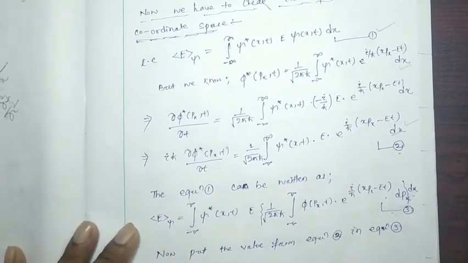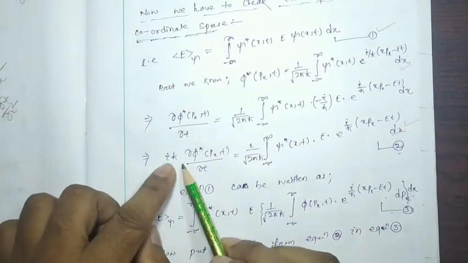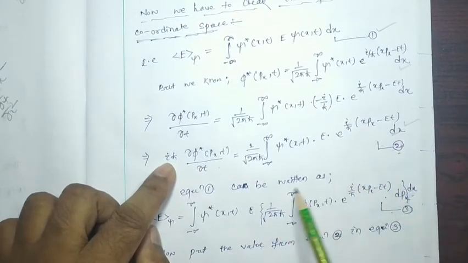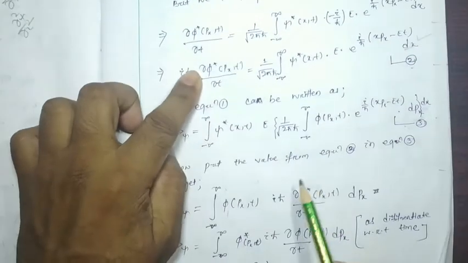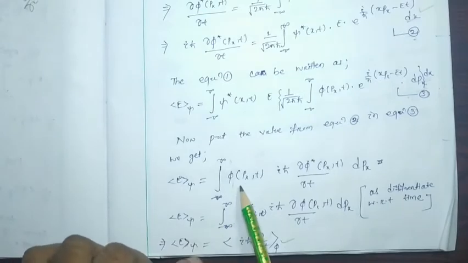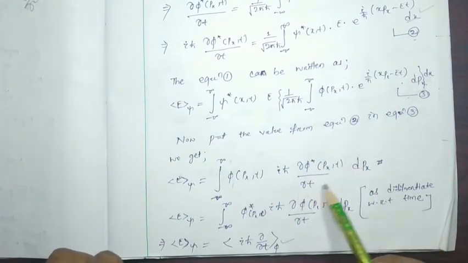Okay, but in equation number 2 we found that this much value is i h cross del phi star p x t by del t. So here you can find 1 by root over 2 pi h cross, this much value is nothing but this one. So if we put this one in equation number 3, we can find phi p x t, i h cross del phi star p x t by dt into dpx.